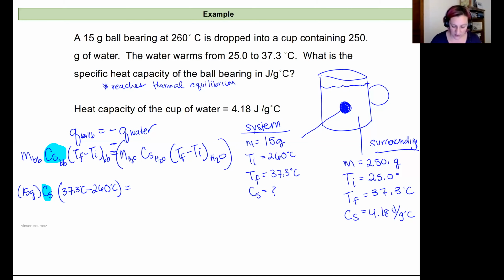That's going to be equal to our mass of water, which is 250 grams, times the specific heat of water, which is 4.18 joules per gram degrees Celsius. And then our initial temperature of our water and final are given. So we'll do our 37.3 degrees Celsius minus our 25 degrees Celsius. And then all of that, remember, has a negative symbol in front of it to represent that it'll be the opposite sign of whatever we calculate for the ball bearing. All right, so we can start plugging things into our calculators. I'm going to solve everything on the right-hand side of the equation and get a value, and then I'll solve everything on the left-hand side and get an expression in terms of specific heat capacity.